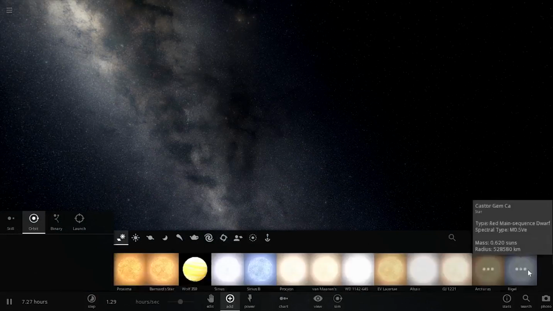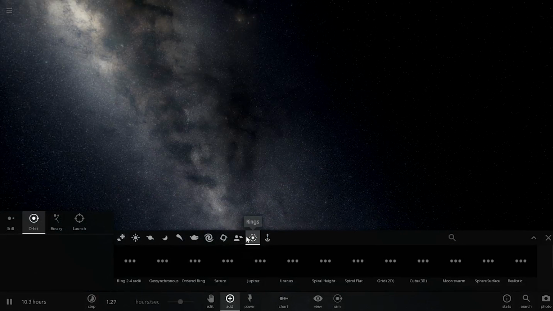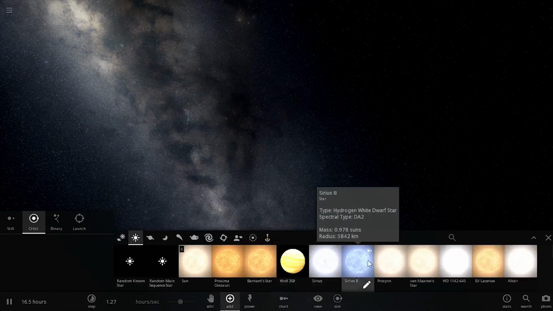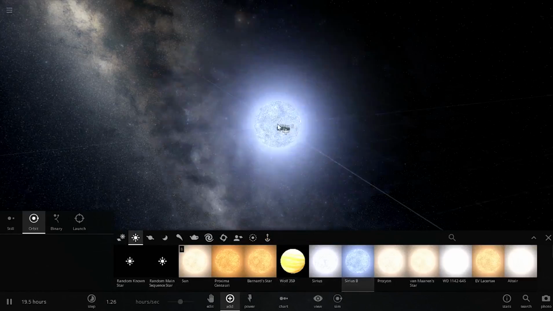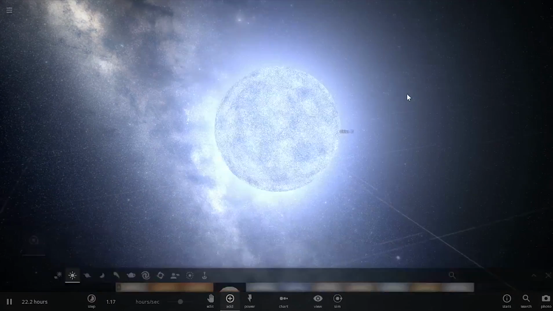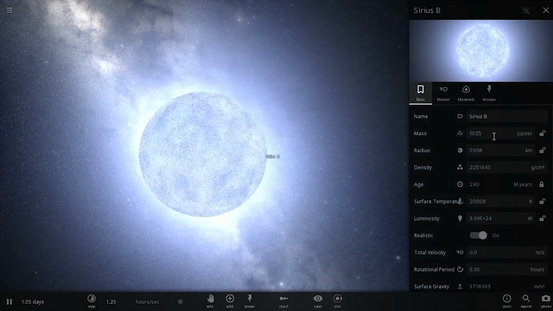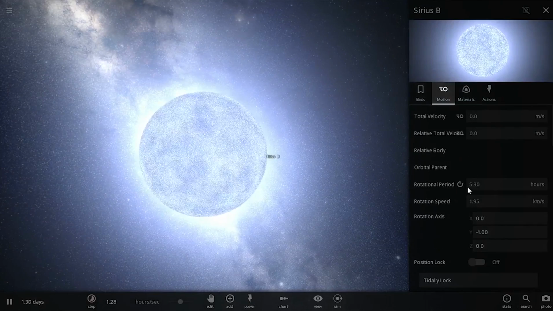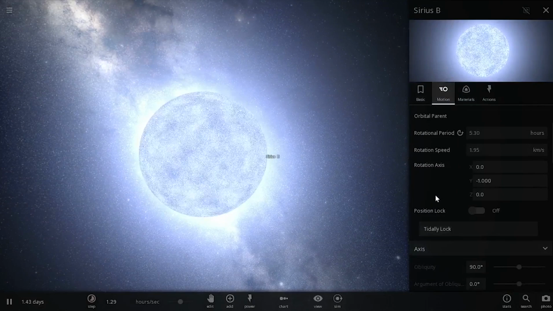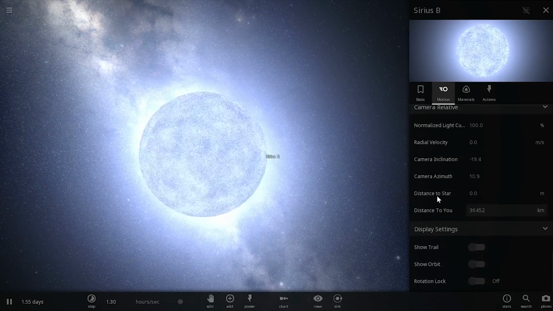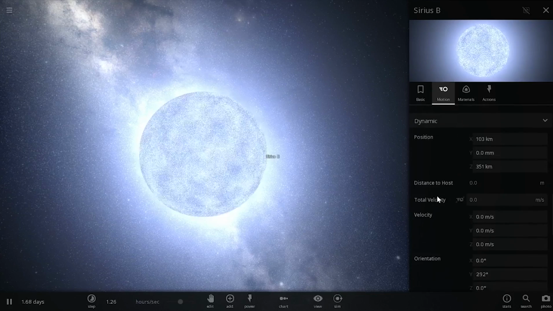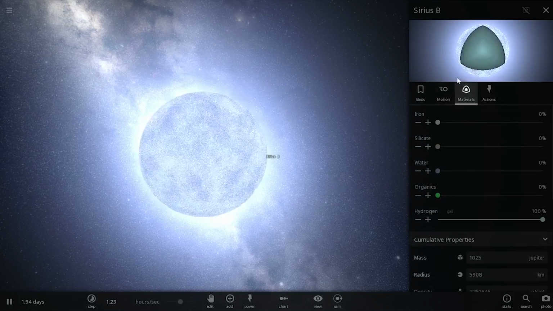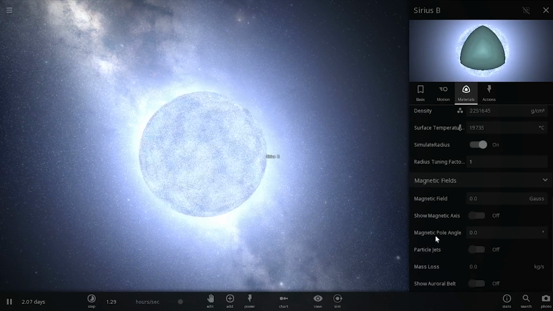Okay, so first things first, we're going to make a pulsar and try and make a binary system, or just get two pulsars to orbit each other. So we get Sirius B, place that there, and do this. Now from memory, I have to go to motion, materials, no. Hold on, is it materials? Magnetic field, here we go.